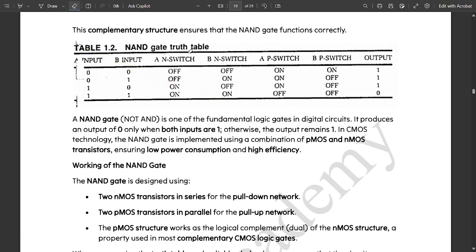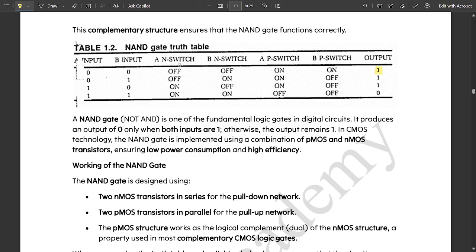These are the two inputs, A input and B input. If we have two inputs, we definitely have four combinations, that is 0 0, 0 1, 1 0, and 1 1. When the input is 0 0, the first N switch, for input A, is off. Then the second N switch, for input B, is off. The P switches for A and B are on, so the output would be 1.